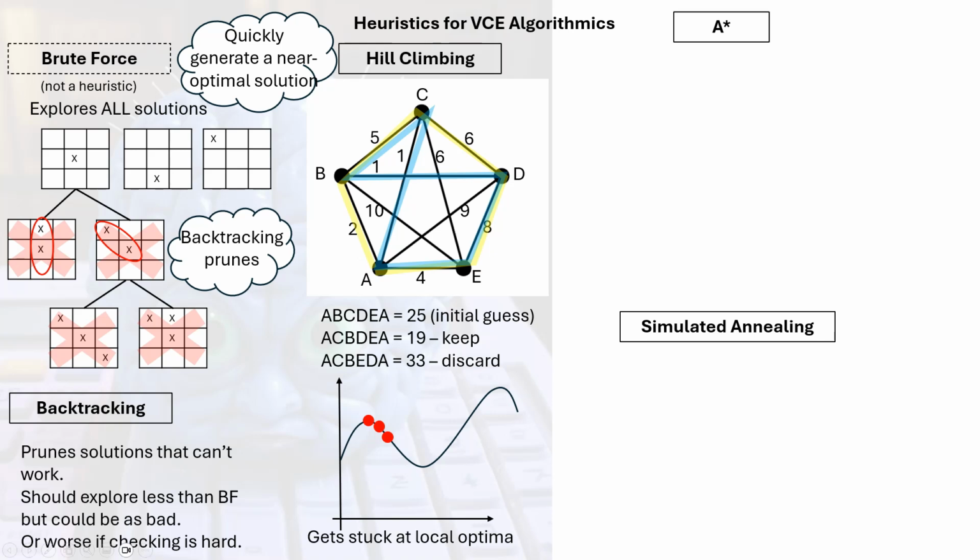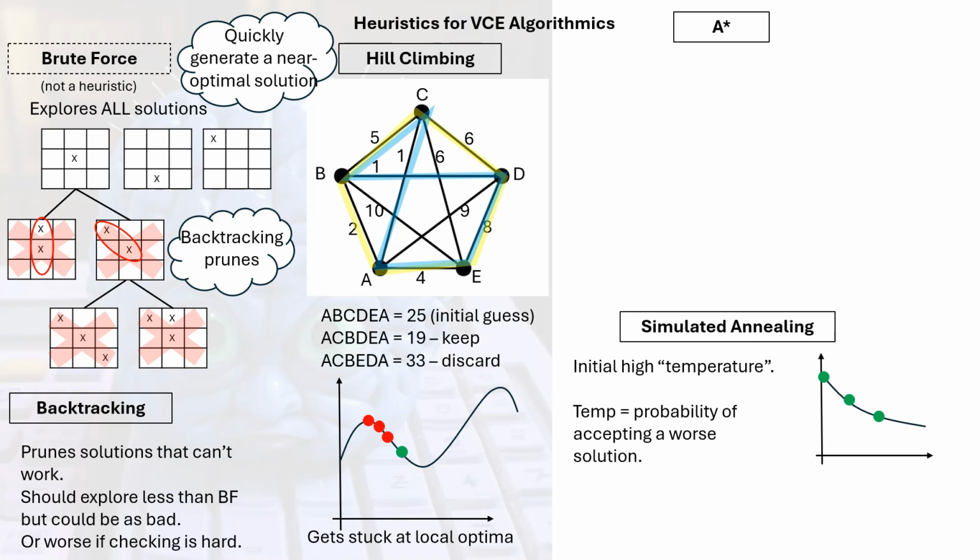To avoid getting stuck in local optima, we can use simulated annealing. This is taken from the idea of metal cooling. We set an initially high temperature which reduces for each solution we try. When we try another solution, we accept it if it's better. If it's not, then depending on the temperature, there is a probability that we accept a worse solution, in the hope that this will eventually take us to a better overall optima.